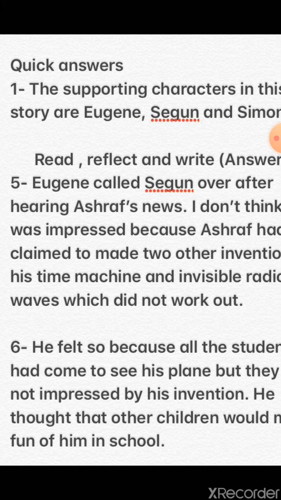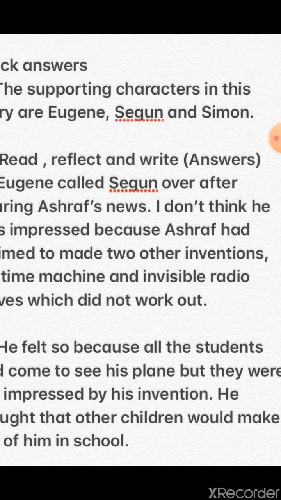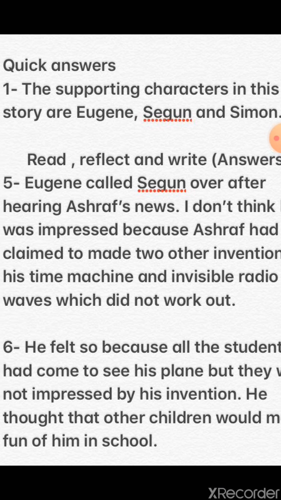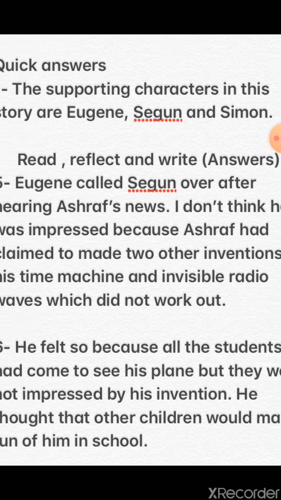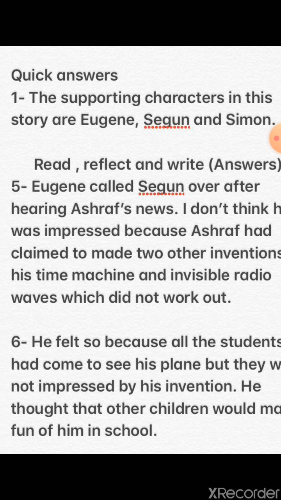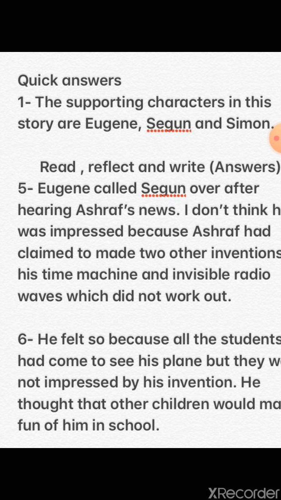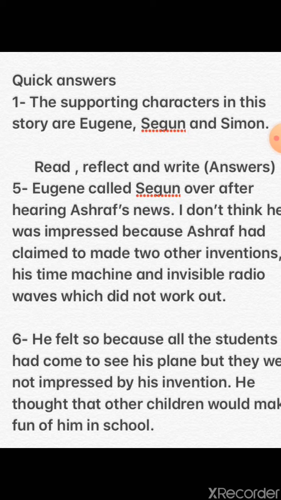Eugene called Sagan over after hearing Ashraf's news. I don't think he was impressed, because Ashraf had claimed to make two inventions, like his time machine and invisible radio waves, which did not work out.